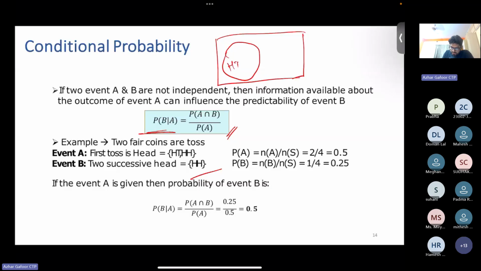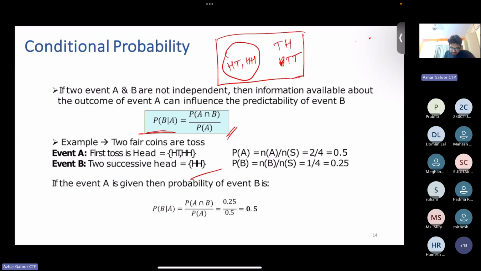So we have head, tail, then head and head, and we have other events like tail, head, and head, tail, head, and tail, tail. So these are the events that we have.